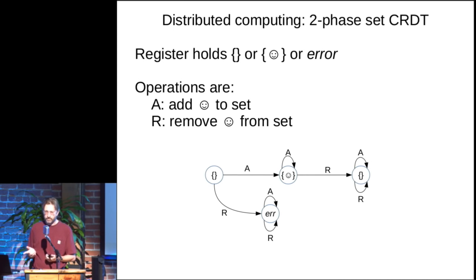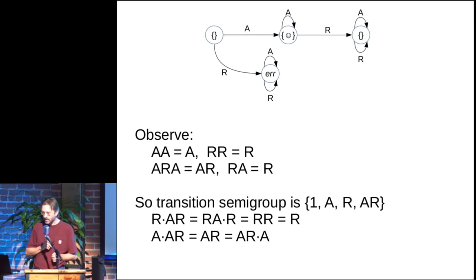One thing to note is that the state on the far left and the state on the far right both look like they have the empty set in them, but they're actually different states because the machine remembers whether you've done anything yet. So there's the initial state and then there's the final state. The reason they have the same value in there is that's the queryable value, the thing that an observer would be able to see. But they're still different states.